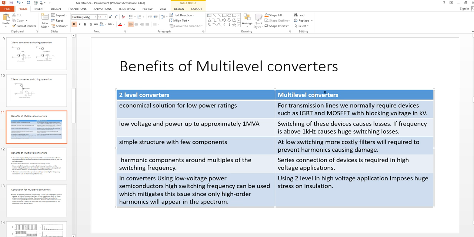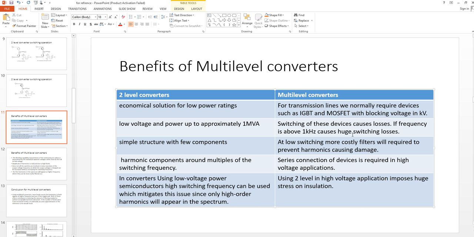Whereas multi-level converters are used for transmission lines, we normally require devices such as IGBTs and MOSFETs with high blocking voltage. They have blocking voltage in kVs, so we require IGBTs and MOSFETs. We use IGBTs and MOSFETs normally in multi-level converters. Switching of these devices causes losses. If the frequency is above 1 kHz, it causes huge switching losses. So if the frequency is above 1 kHz, our switching losses will be very high.